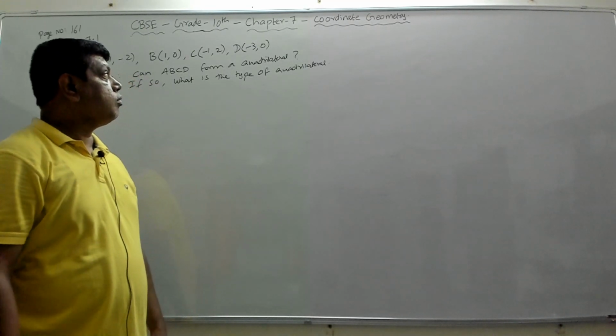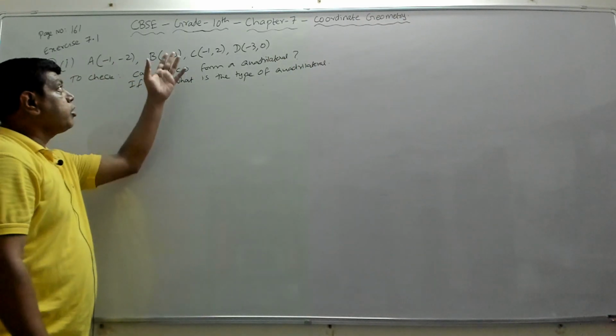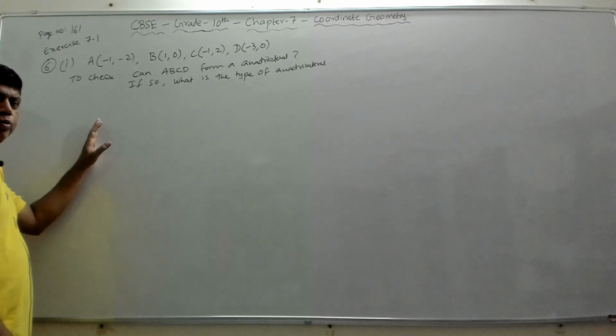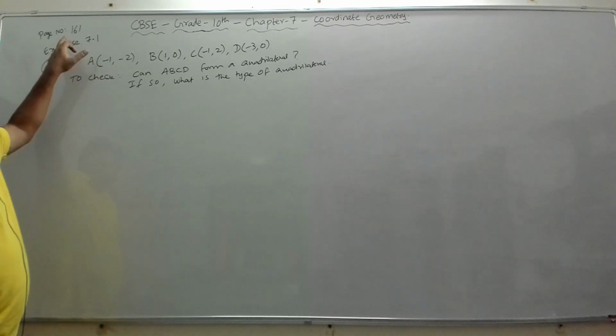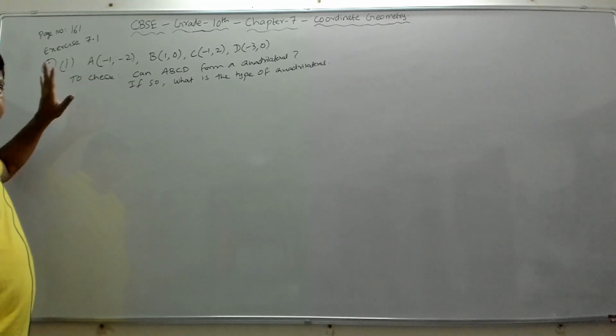In this video, we'll continue with the chapter Coordinate Geometry, which is chapter 7 from your 10th standard CBSE Mathematics. We'll continue with exercise 7.1 on page number 161 in your textbook. Problem number 6, first sub-problem.